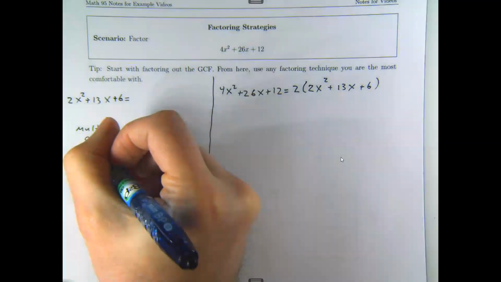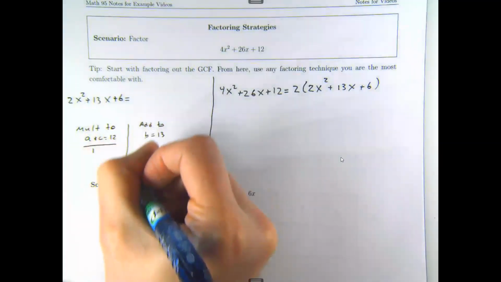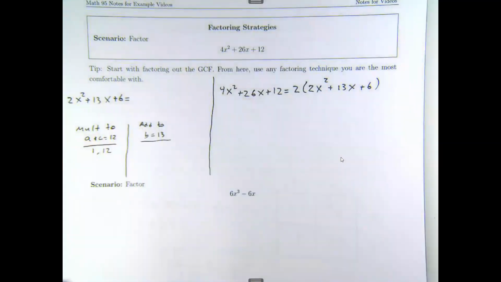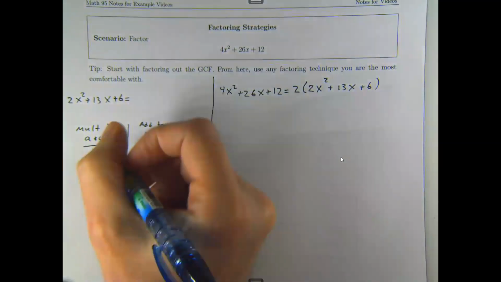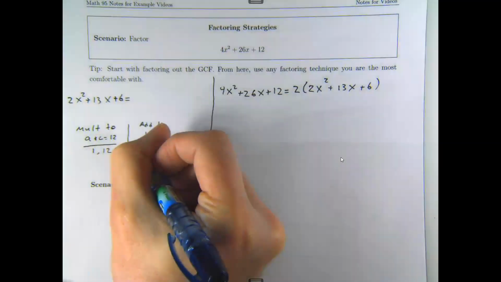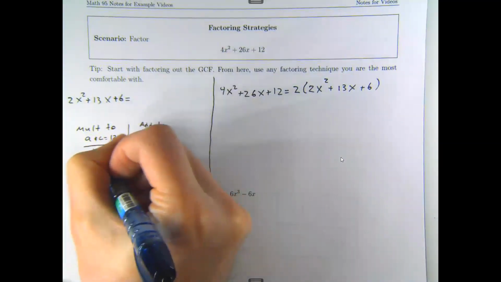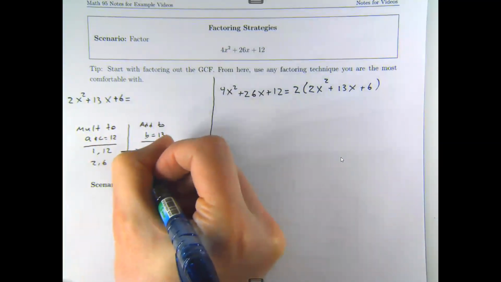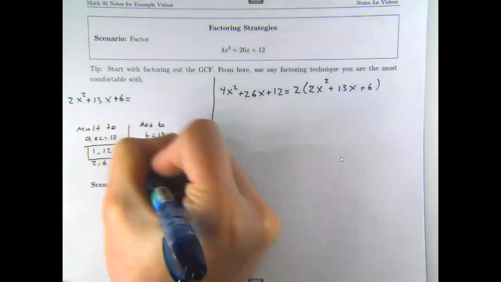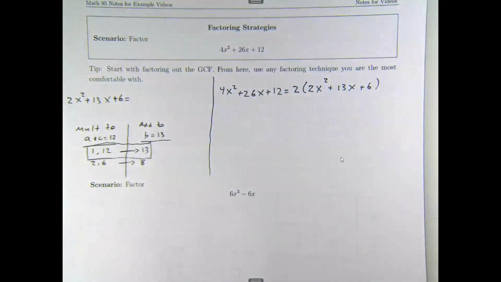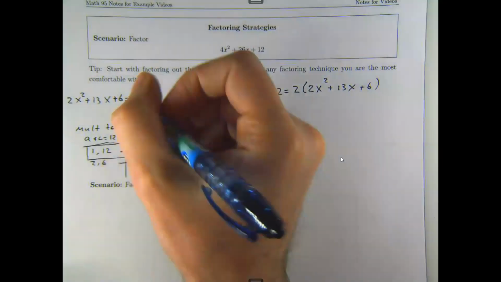So I always like to start with the number 1 as I'm looking for multiples. 1 times 12 gives me 12. 1 plus 12 gives me 13. And you know what? I got it right off the bat. If I check the other ones like 2 and 6, I'll see that these don't add up to the number that I'm looking for. So I'm really looking for this magic pair that multiplies out and adds out correctly.